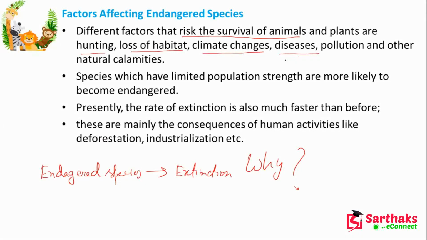Some diseases also exist, and if they are suffering from any disease, it will be transmitted to their newborn babies also, and it has been seen that it is uncured. Pollution is another point. Other natural calamities also occur, like tsunamis, meteors, and bombardment on the earth. Due to these factors, the endangered species become endangered.